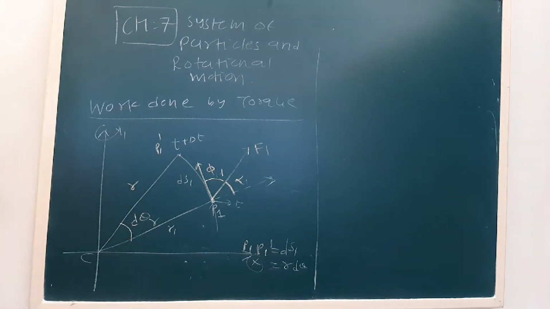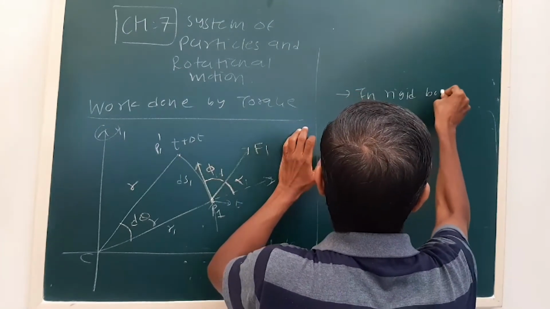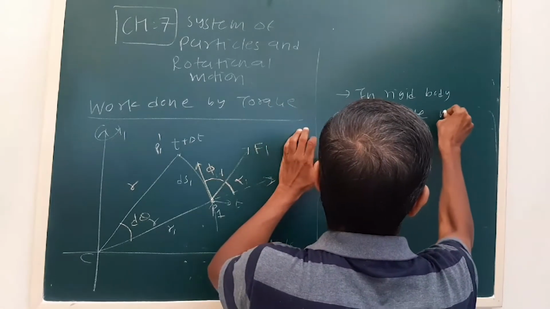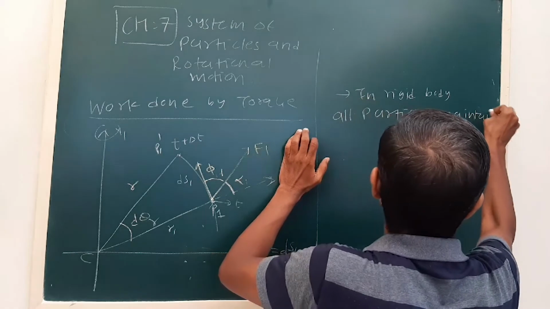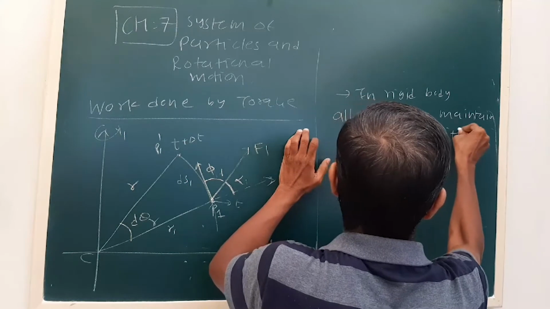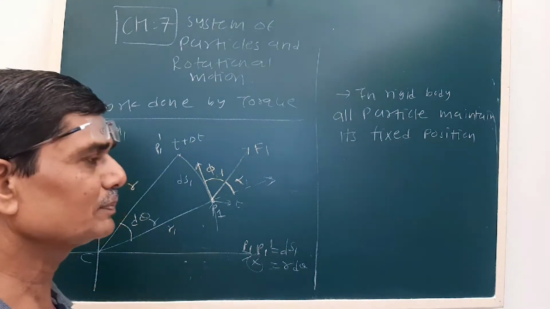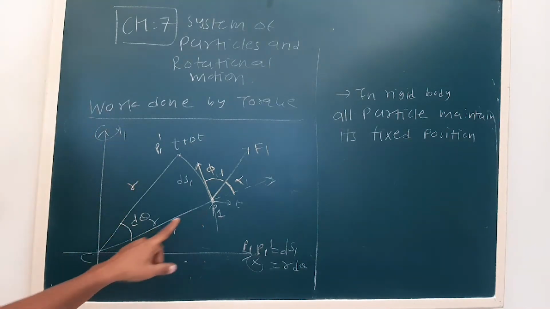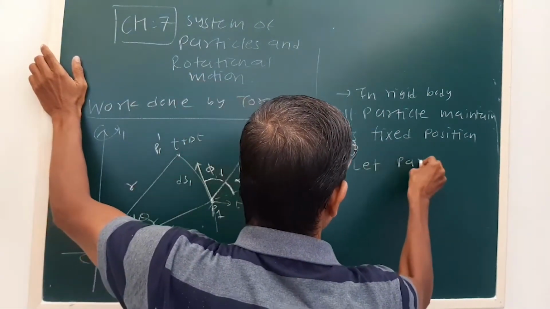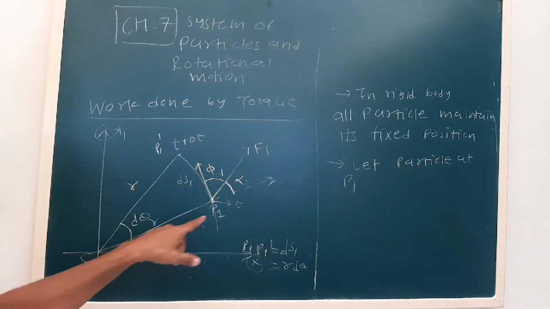Now we know in a rigid body all the particles maintain their fixed positions. Now we consider one such particle which has a position vector from the axis of rotation. Let the particle be at P1. Now see the radius of the circular path.